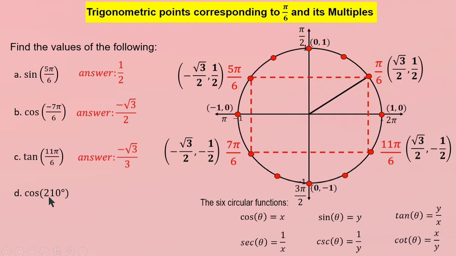Letter D. Find cosine 210 degrees. First, convert 210 degrees to radian measure, and that is equal to 7 pi over 6. 210 times pi over 180 is equal to 210 pi over 180, or 7 pi over 6 in lowest term. 7 pi over 6 is located here, therefore cosine 210 is equal to negative square root of 3 over 2, the x coordinate.